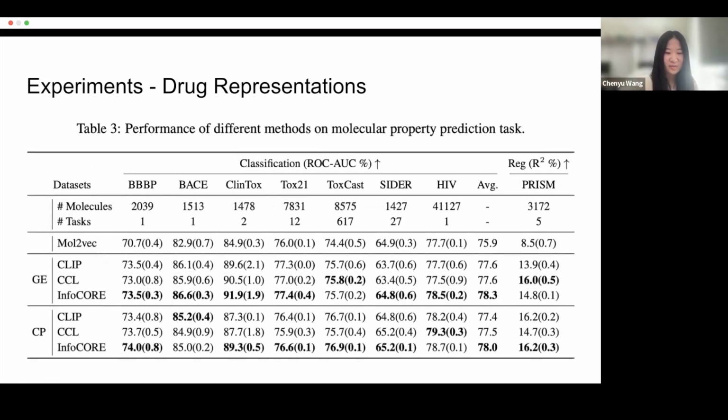And the second experiment of the drug representations is transfer learning, to fine-tune the model for some downstream property prediction task. We select the biologically related tasks, because we think the gene expression, like the phenotypic screening data, will help with the biological understanding of the drug structure. And here is the result.